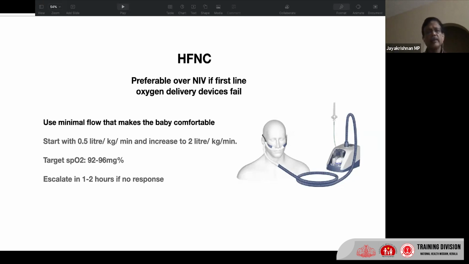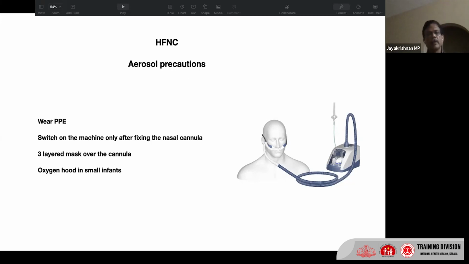And very important that you should not keep on continuing to give this HFNC or NIV support and wait for response. If the child is not responding after 1 to 2 hours, it is always better that you escalate your intervention to endotracheal intubation. Otherwise, you might lose the child.